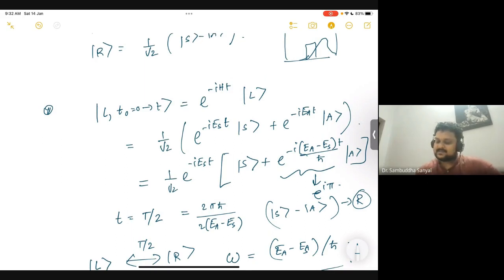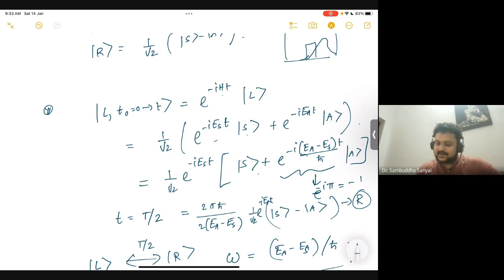If you are looking for something else, then it will become unnecessarily complicated. It's just a two-level system problem where I apply iHt on S and A, it becomes S and A, and the solution, if I take it common, becomes S plus this. Okay. Now there will be a point of time when (EA minus ES) t by h bar is equal to pi, or minus i pi, whatever. So e to the power minus i pi is what? Minus 1, right?